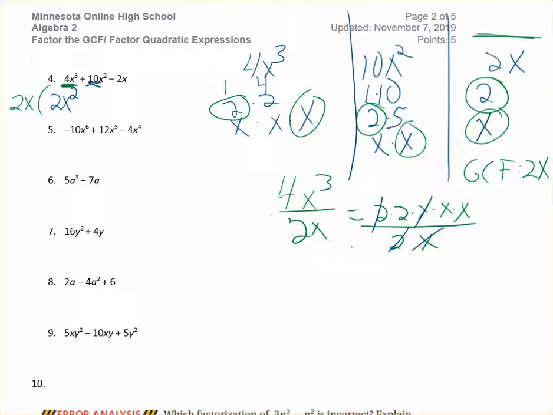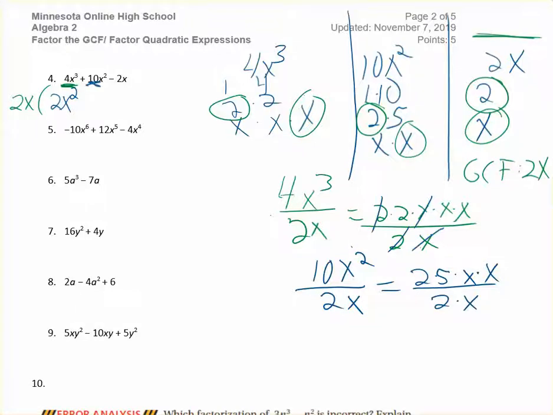Next term, 10x squared. We're going to divide that by 2x. You can rewrite it if it helps you factor this. We have 2 times 5 times x times x divided by 2 times x. Cross out, cancel any common factors in the numerator to the denominator. 2's cancel, x's cancel. X's cancel. 5 times x is left. There's a plus sign here, so that will go here. And we're done with the middle term.